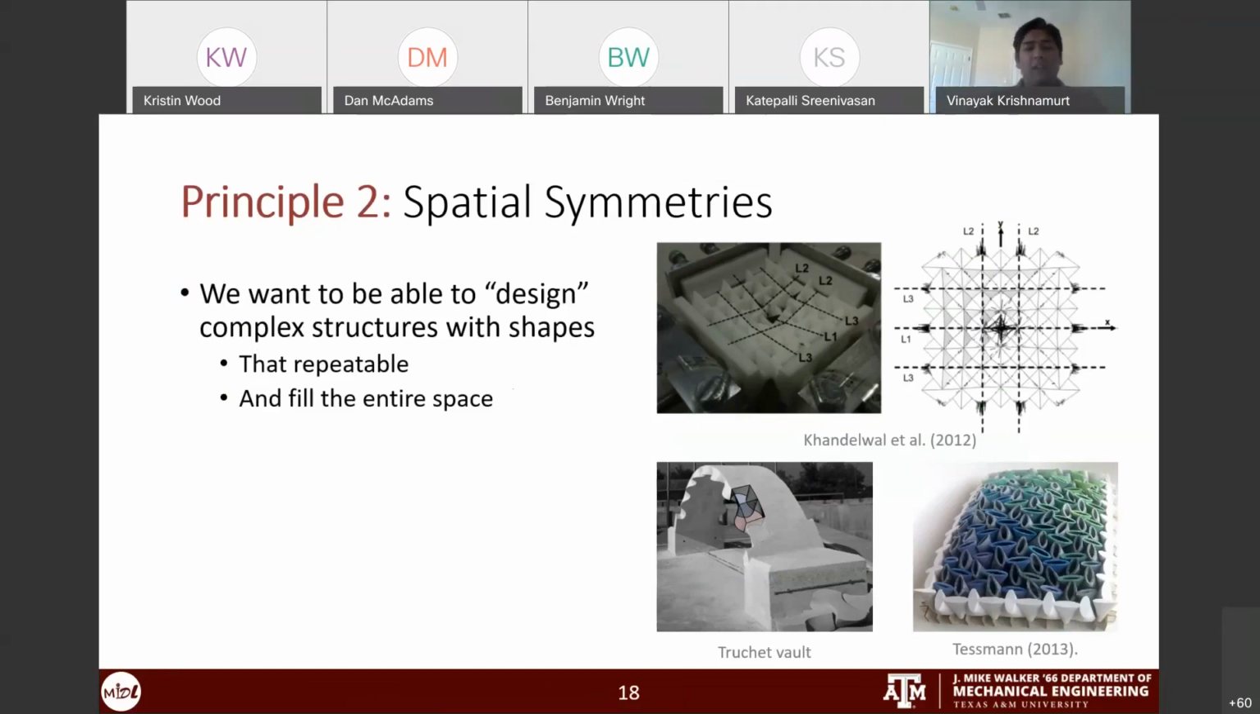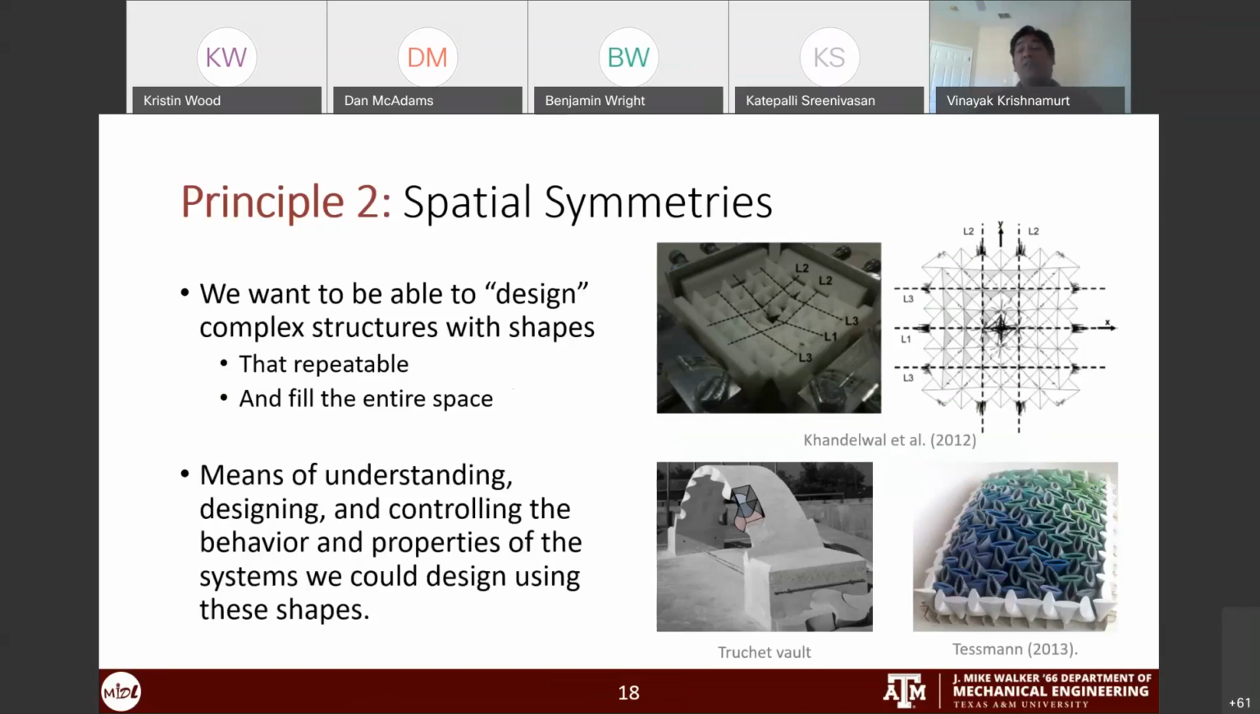Okay, and the logic is very simple. If you look at several applications in architecture, in mechanics, even in art, for example, you will see that many of these symmetric shapes make an appearance, right? So we want to have a systematic methodology so that we can understand how these shapes can be made, how they can be designed, and how they can be controlled for certain types of behaviors that we want in mechanical systems, right? So that's the second principle and the motivation for the second principle.